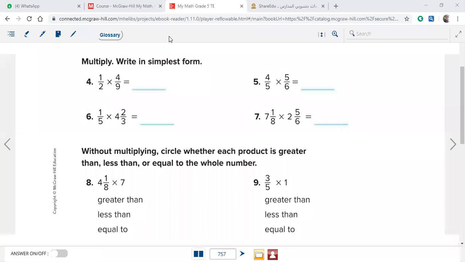Okay, as we learned before, when you multiply, check first if there is any common factor between numerators and denominators or not. Here, 1 out of 2 times by 4 out of 9. Is there any common factor between numerator and denominators? Yes, I have here 4 and 2. Both of them are in table 2. So I can divide both of them.